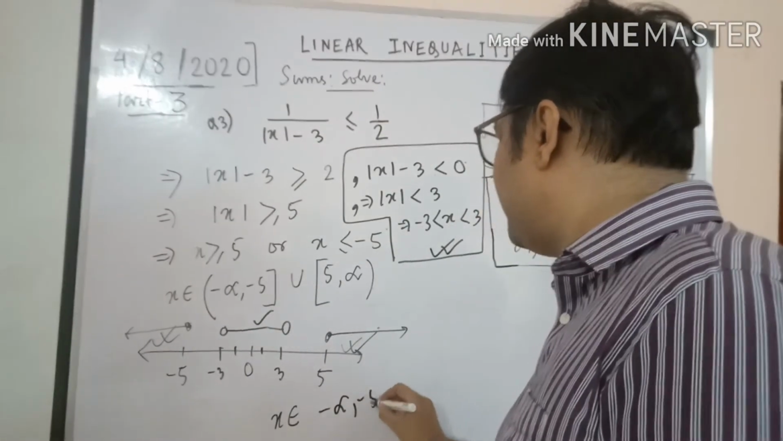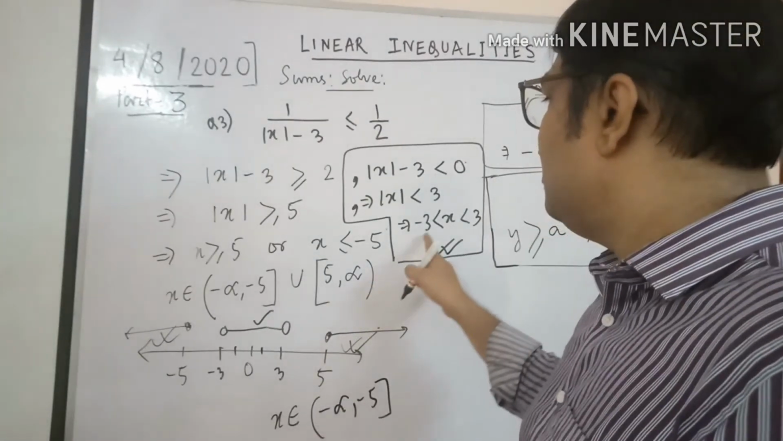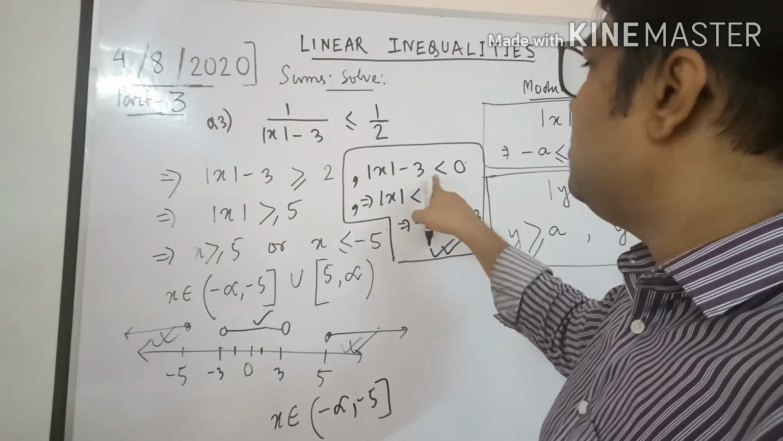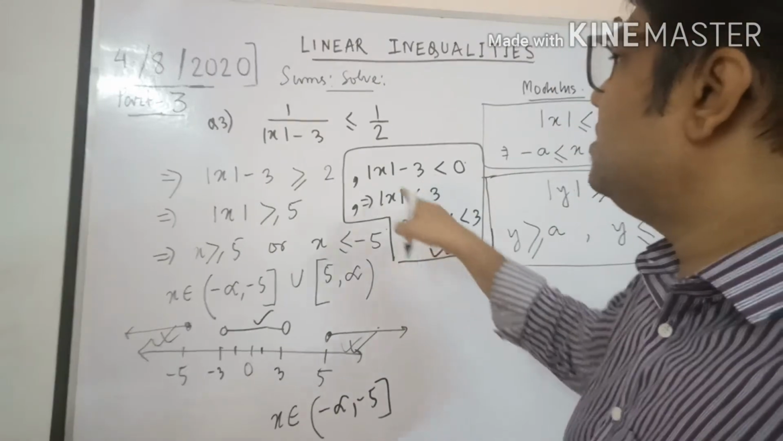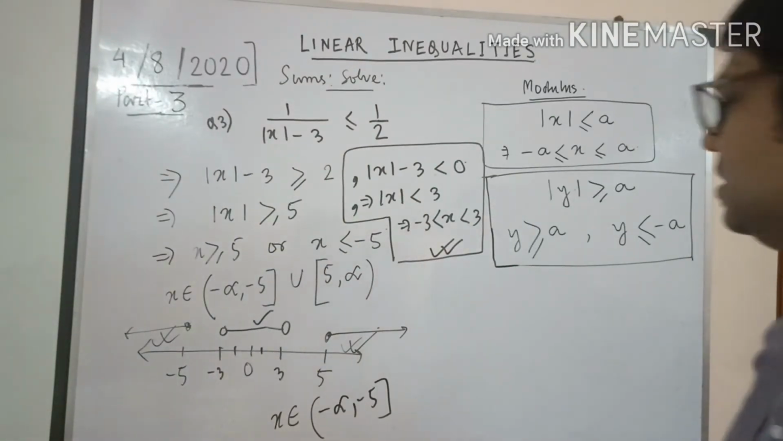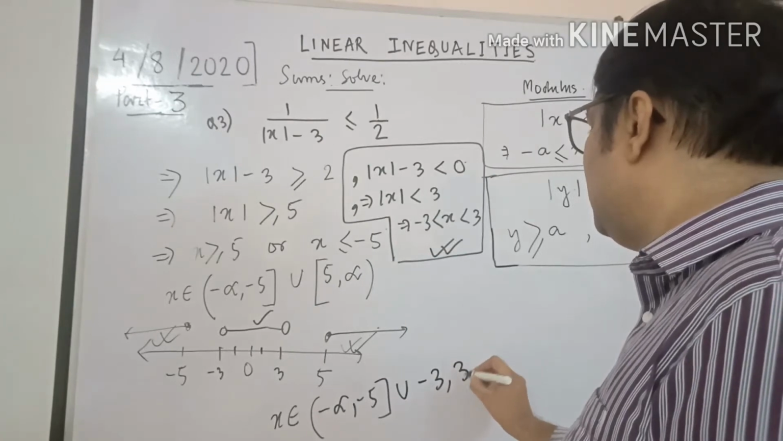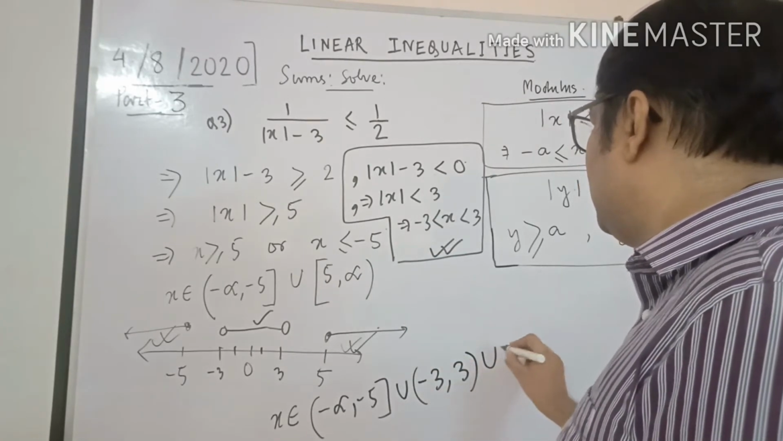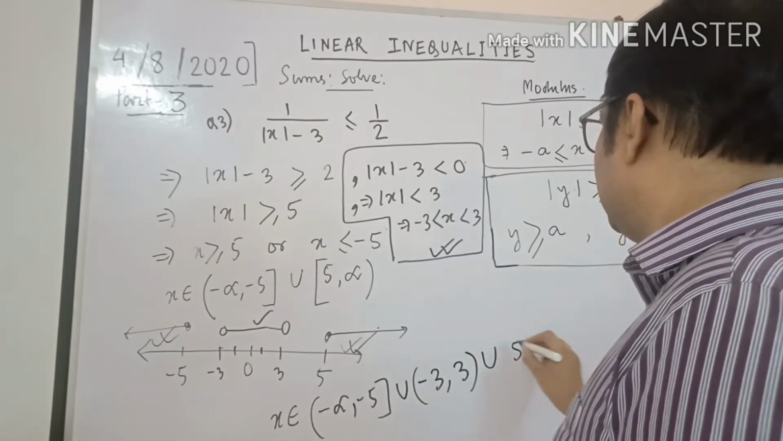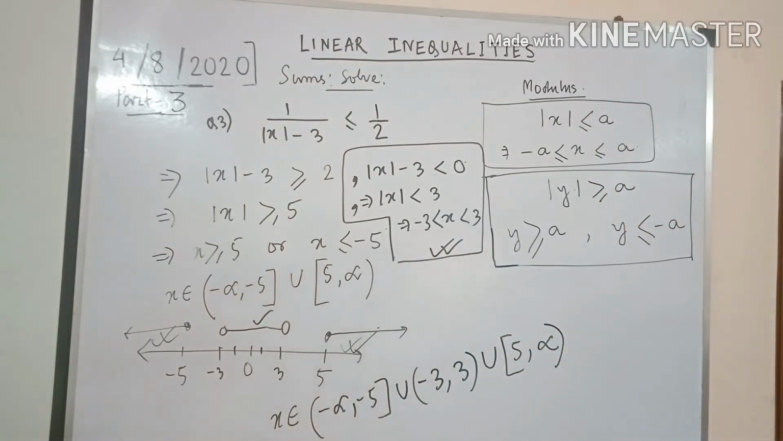So it's minus infinity to minus 5, which is kind of this. And note one thing: it should not be equal to 3 or minus 3, because if you put it equal to 3, it becomes undefined. So it should not be equal to 3. Union with minus 3 to 3, open, union with 5 to infinity. So this is the answer for this one.